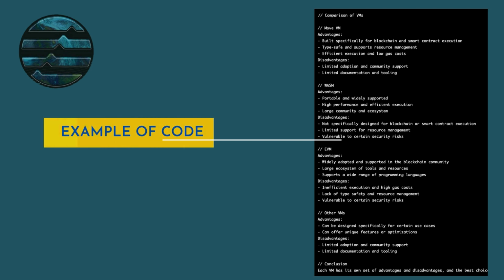In conclusion, the choice of VM depends on the specific use case and requirements. MoveVM offers efficiency and safety for blockchain and smart contract execution. WASM offers portability and high performance, EVM offers wide adoption and language support, and other VMs can offer unique features or optimizations. Developers should carefully evaluate the advantages and disadvantages of each VM before choosing one for their project.